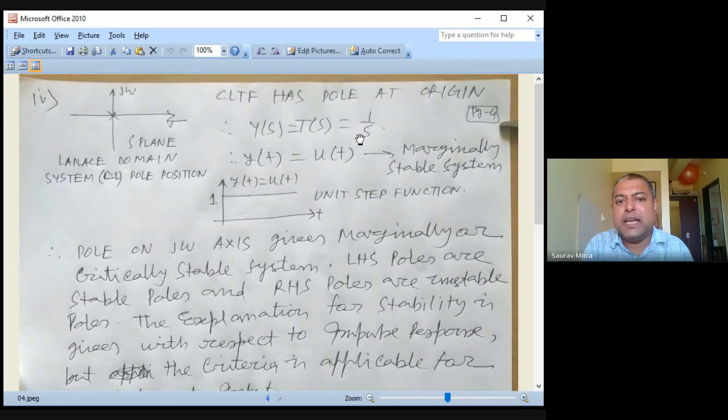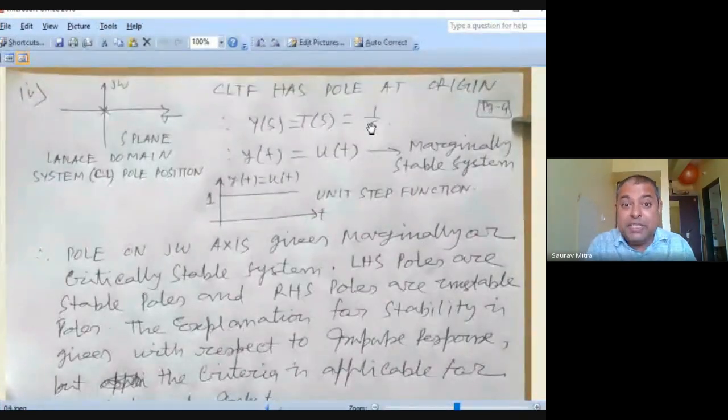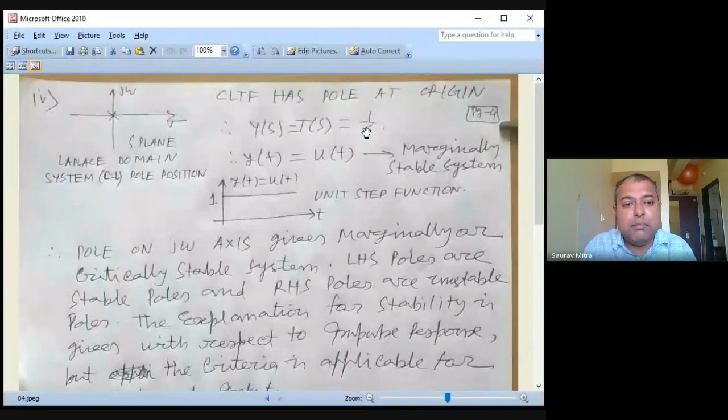1 by s, what is the characteristic equation? Characteristic equation is s is equal to 0. That means 1 by s is actually an integrator. So an integrator is a marginally stable system or a critically stable system.